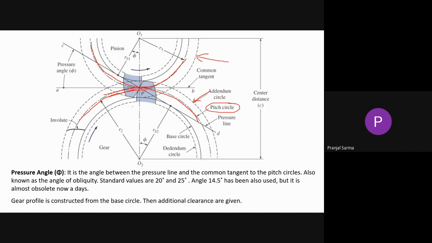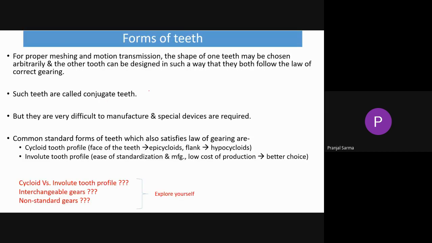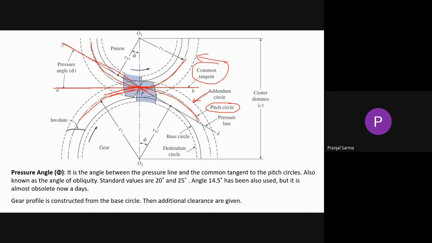Now this is the common tangent that is passing through both the circles. This tangent is common to both. And this particular line, passing through the pitch point, we usually call the pressure line. And the distance between the centers of both the gears, we call the center distance.